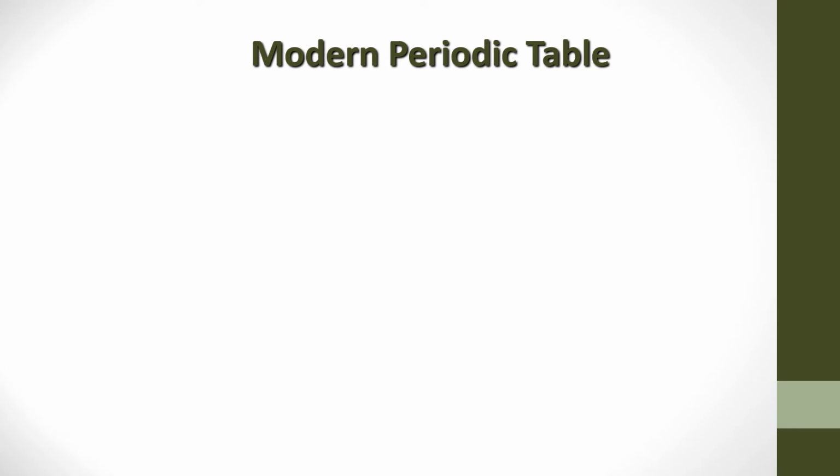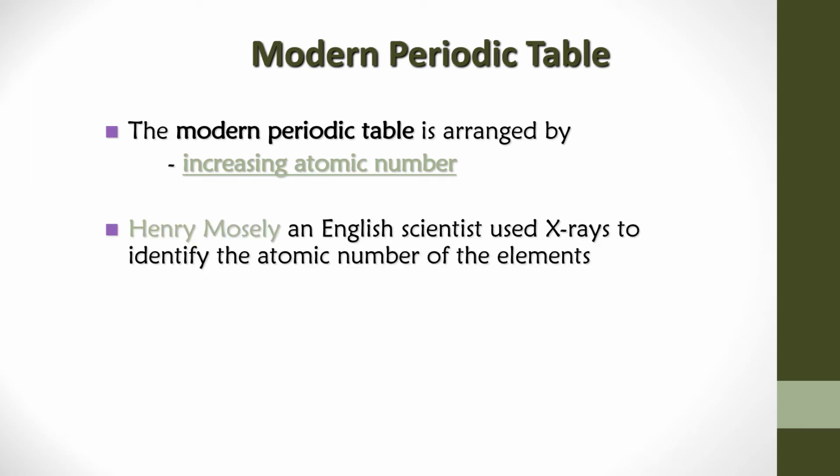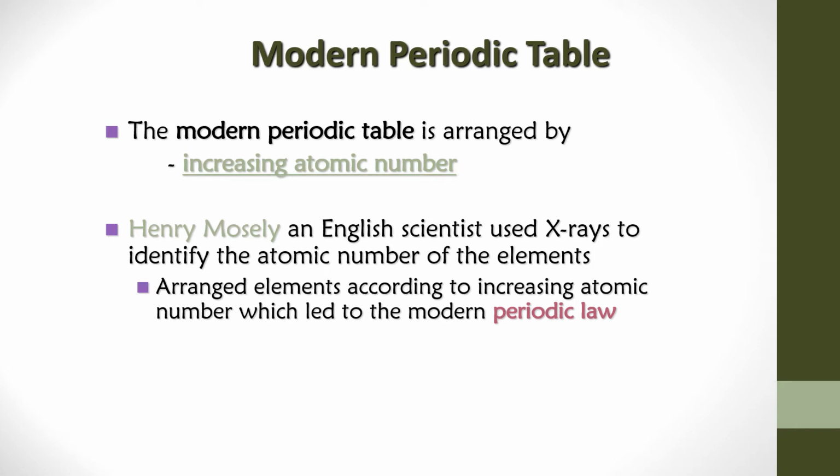So the difference between Mendeleev's periodic table and the one that we follow today is that in the modern periodic table, elements are arranged based on their increasing atomic numbers rather than the atomic masses. Henry Moseley was the first person who identified the atomic numbers of the elements, and he used X-rays to do that. And he was the first person who arranged the elements based on the increasing atomic numbers. And that is what gave us the modern periodic law.